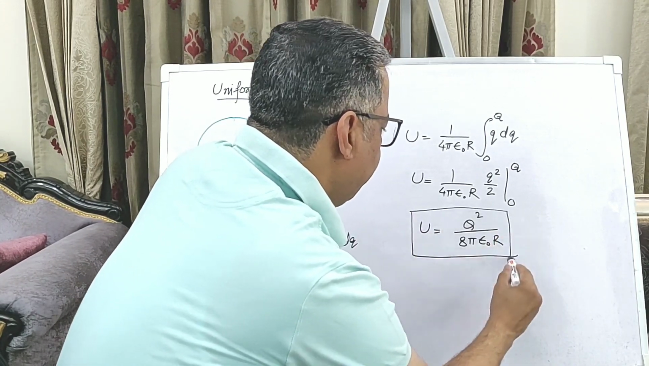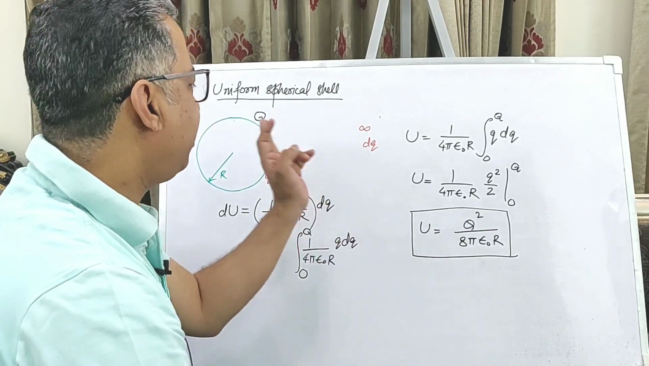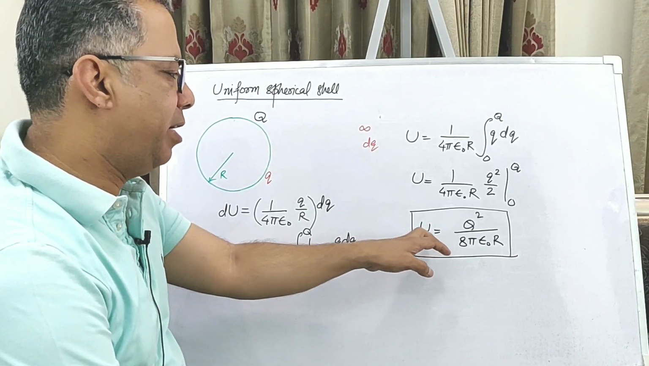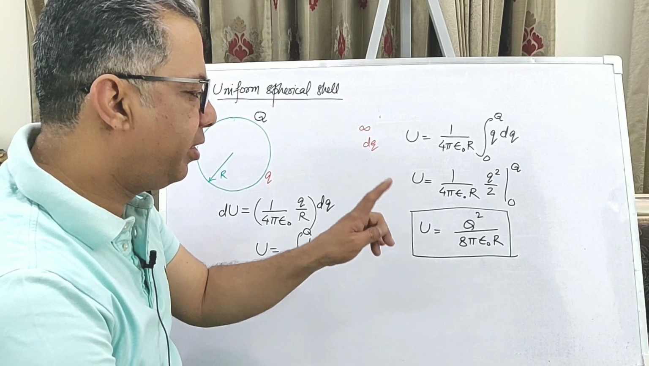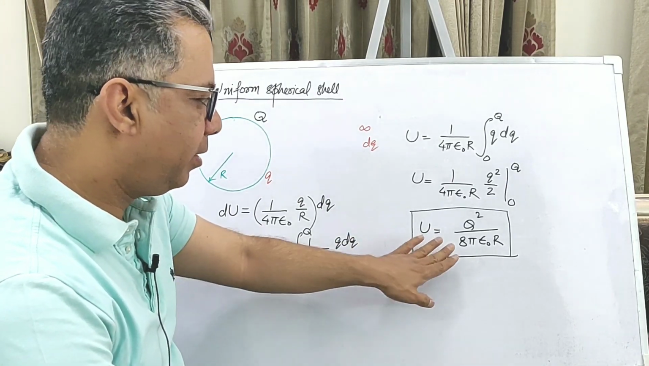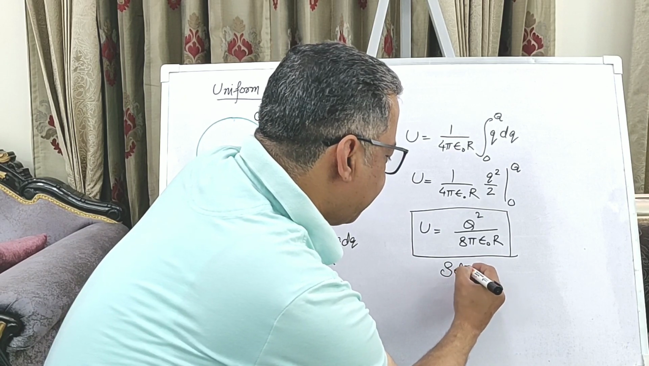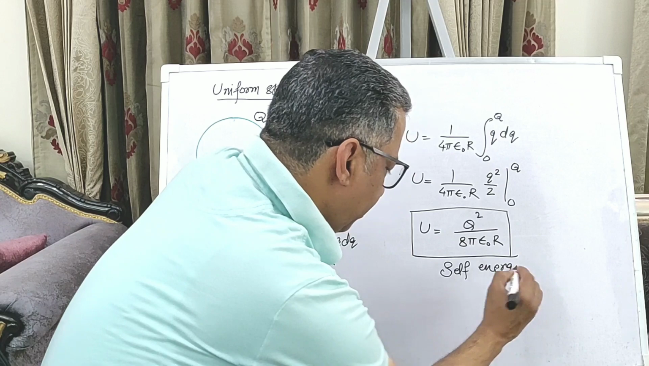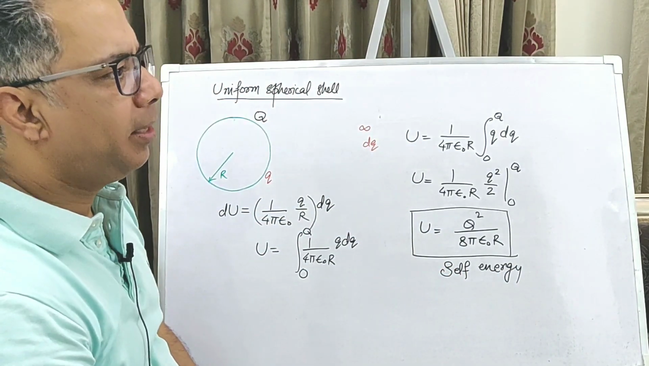Now, interestingly, this is the potential energy of a single charged body. When we calculate the potential energy of a single charged body, this potential energy is called its self energy, because it's the energy of the body itself.